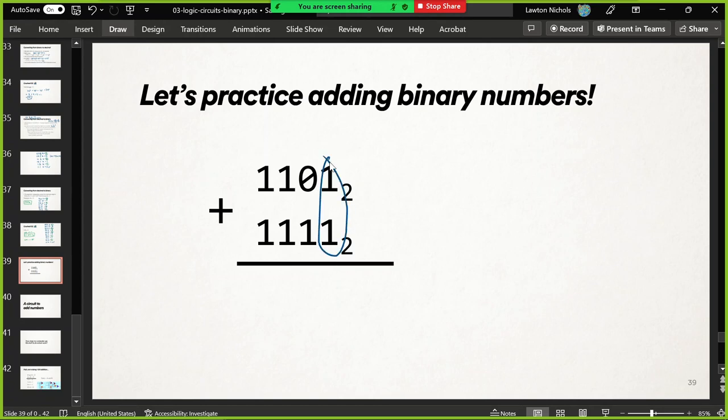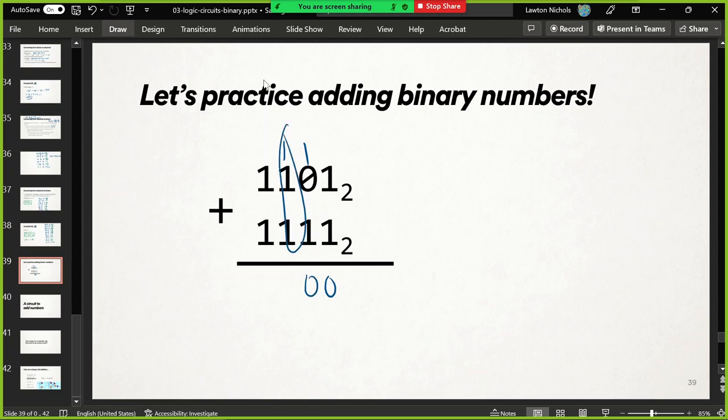So this is 1 plus 1. That's the number 2, right? But what is 2 in binary? It's 1, 0. So I immediately have to carry 1, 0. I ran out of room in my decimal place, in my binary place, I guess. And again, I have 1 plus 0 plus 1. That's again 2, which is 1, 0. I have to carry. All right?